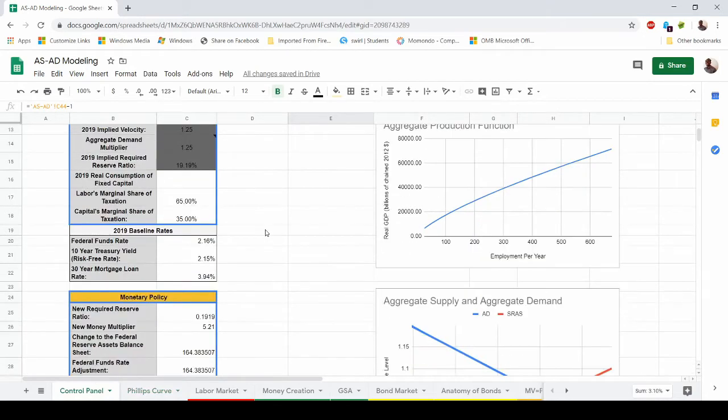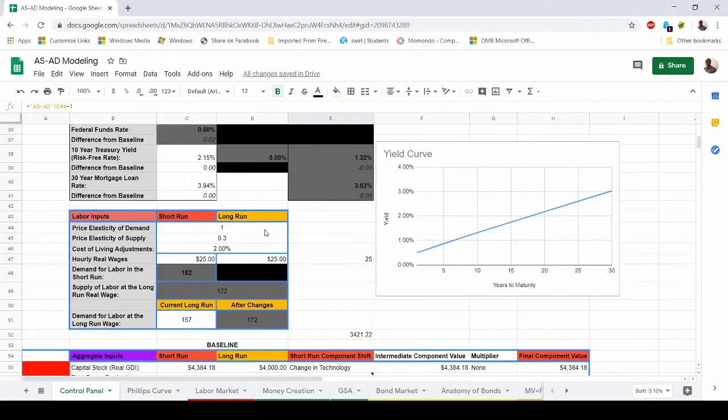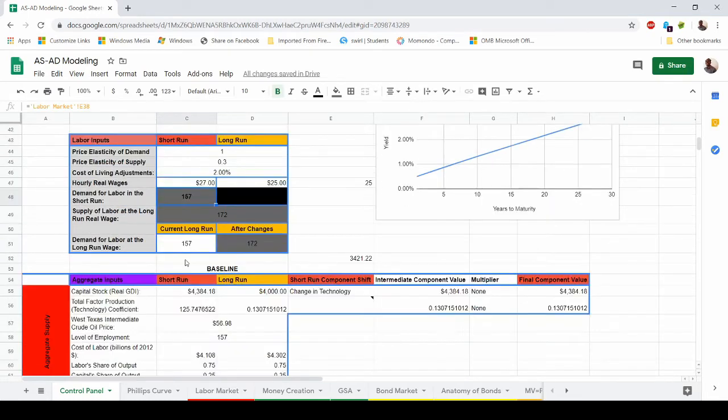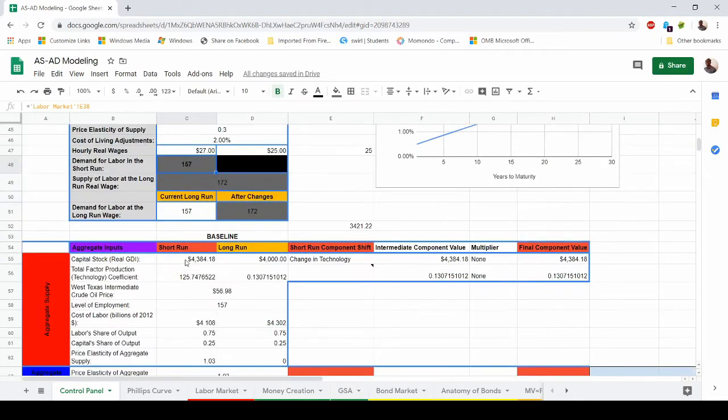So we can represent that by changing this part of the model from a baseline hourly wage of $25. Let's change that to $27. Now you see when we change that, it will change the cost of labor in the economy. If you look at the cost of labor here, when I undo this, cost of labor originally was at $4 billion. It goes up to $4.1 billion, right?